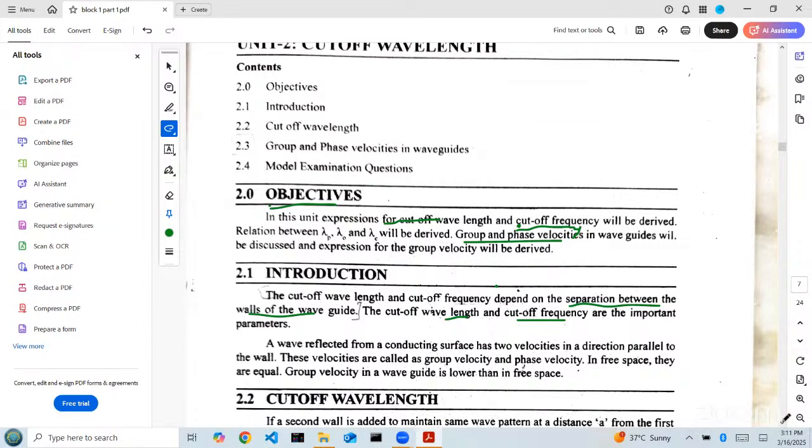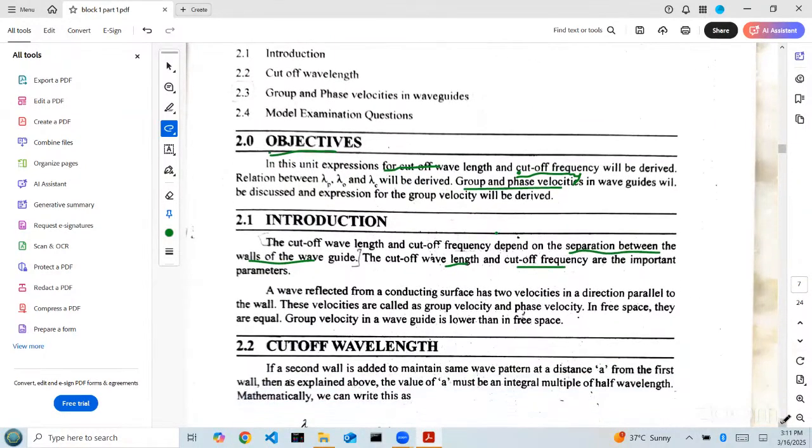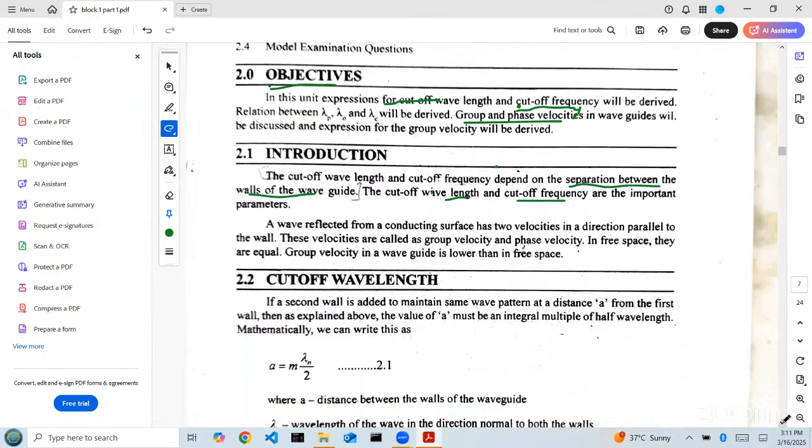Next, we will see how to calculate cutoff wavelength. To calculate cutoff wavelength, let a be the distance between the two walls. Suppose I have one wall here, the open side, and another one is the closed side. The distance between them is what? a. a is the distance between these.